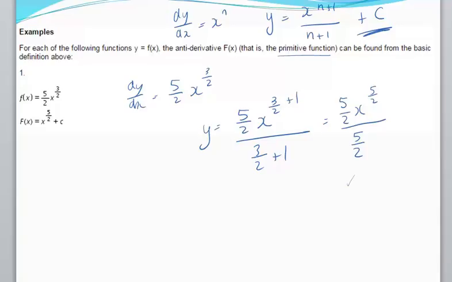So this is the same as having 5 x to the 5 on 2, and we're dividing by 5 on 2. We could divide by 5 on 2, or we can change our sign to times and flip our fraction over, so 5 on 2 becomes 2 on 5. Our 2's will cancel, our 5's will cancel, and we'll have x to the power of 5 on 2 plus c. We should have had our plus c in here all along.